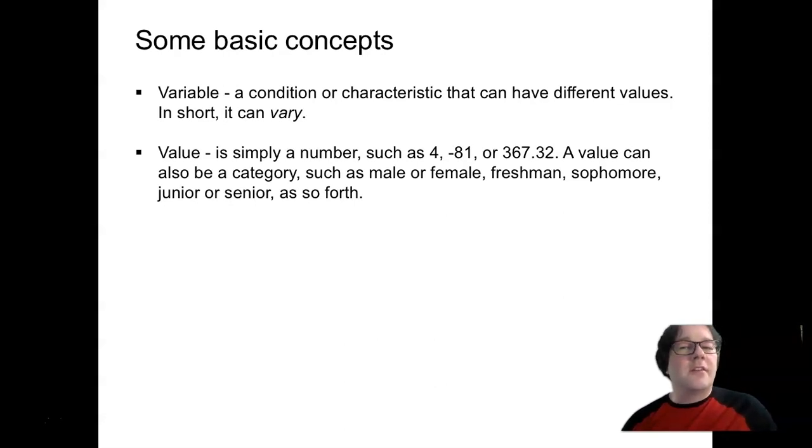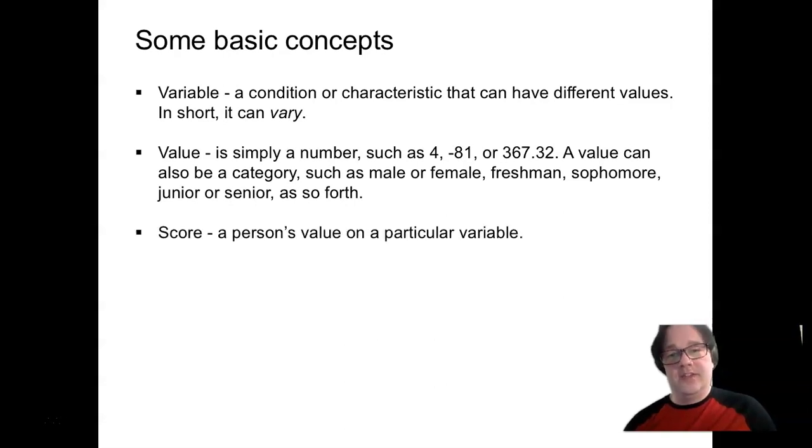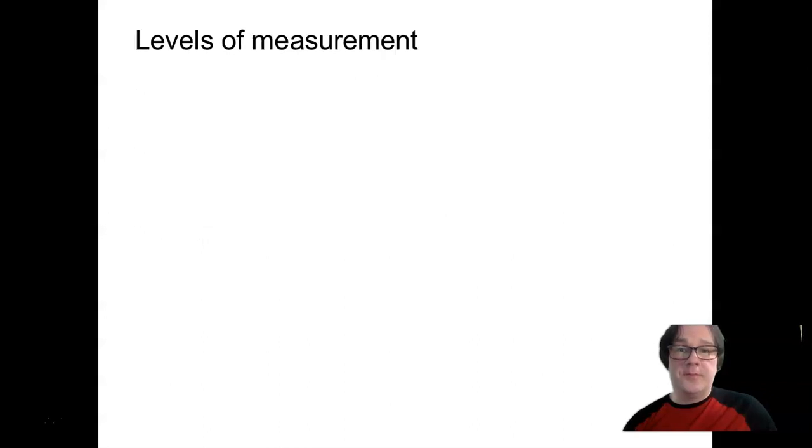Values don't necessarily have to be numeric per se, right? It depends on what level of measurement we're using. And we spoke about level of measurements in chapter 1, and we'll touch upon that again in this chapter. And a score, as we said, is a person's value on a particular variable. So it's a particular score for an individual on a particular variable.